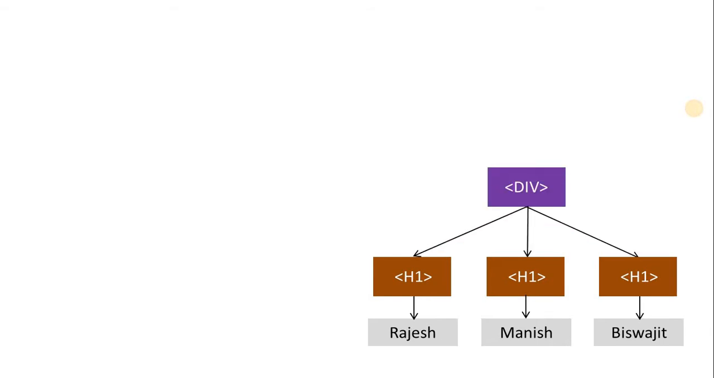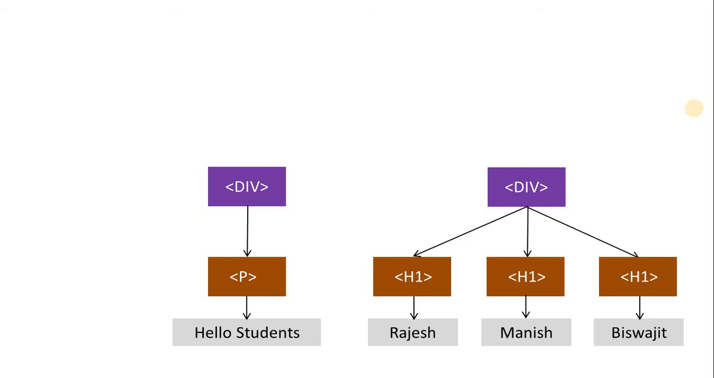These three h1 heading tags are kept inside a div element. So try to understand the structure. Inside the div element there are three h1 heading tags, and in each of those h1 heading tags there is some written text: Rajesh, Manish and Biswajit. And not only one div, there is more than one div in that document. Another div has a paragraph tag, and inside that paragraph tag something is written, say hello student, right?